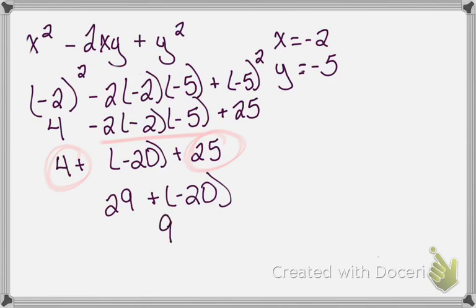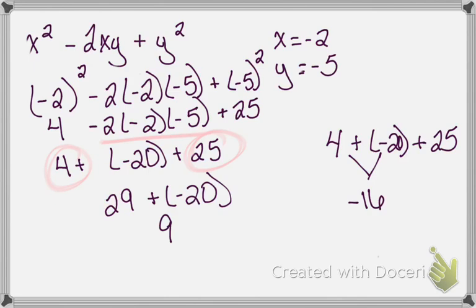But some students also like to just go in order. So 4 plus negative 20 is negative 16. So if I add those two together, I get negative 16. Negative 16 plus 25 is 9. So either of those is fine.